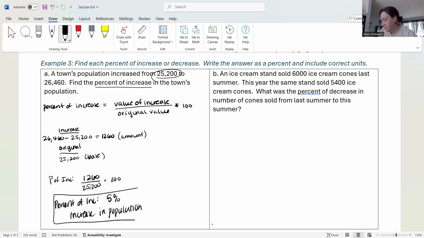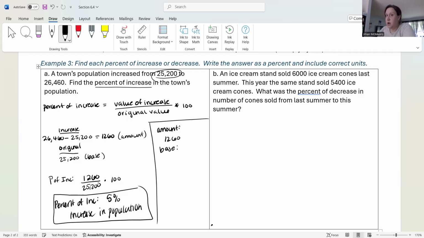And there you have it. Now, if we wanted to do the amount, the base, and the percent, we could. So we would say, the amount was the difference in the two values. So it was the actual increase in population, the 1,260.